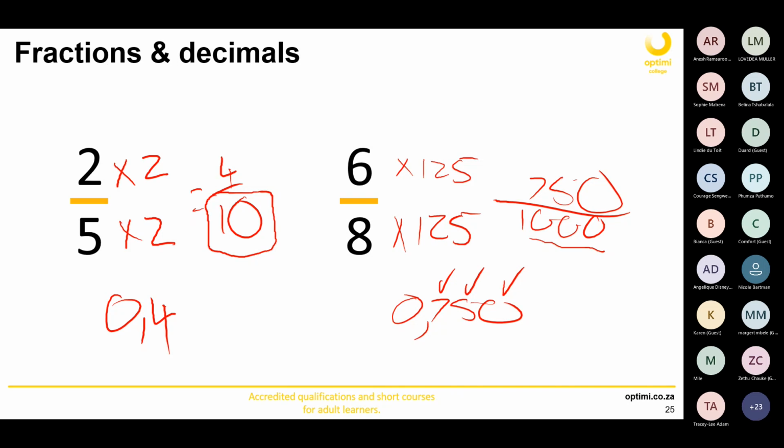I got to the 0,75 because it's 750. So I write down 750, and then there need to be 3 spaces after the comma because that is represented by the zeros in the thousand. So 750 is 3 characters. If I put the comma before the 750, there are 3 spaces after the comma.